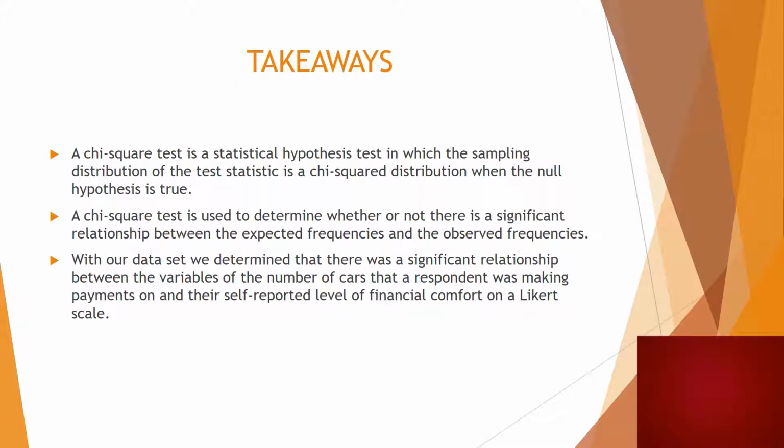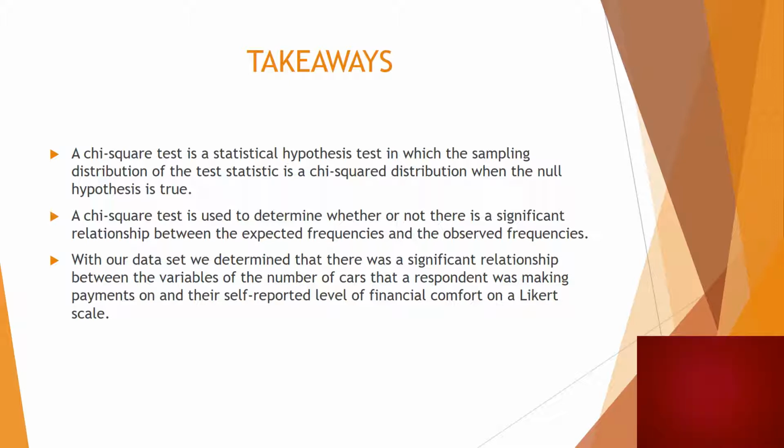Okay, so some takeaways from this. A chi-square test is a statistical hypothesis test in which the sampling distribution of the test statistic is a chi-square distribution when the null hypothesis is true. A chi-square test is used to determine whether or not there is a significant relationship between the expected frequencies and the observed frequencies, and that is measured with the V value.